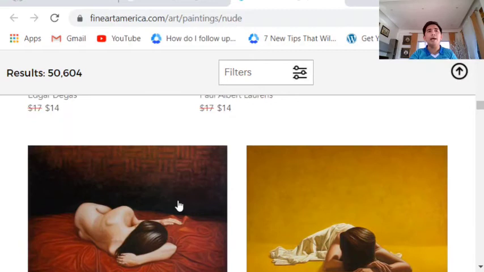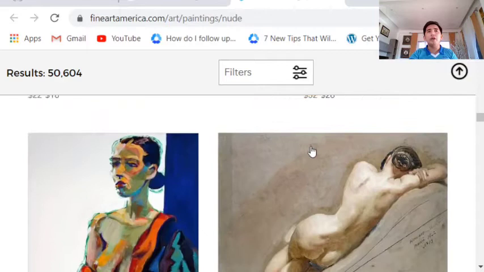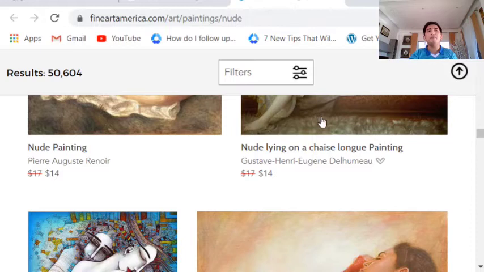So some of them are modern. Alright? So those are some of the examples of nude paintings.